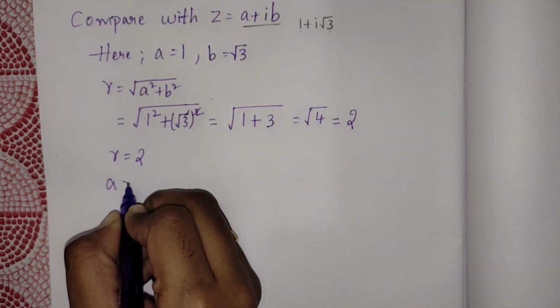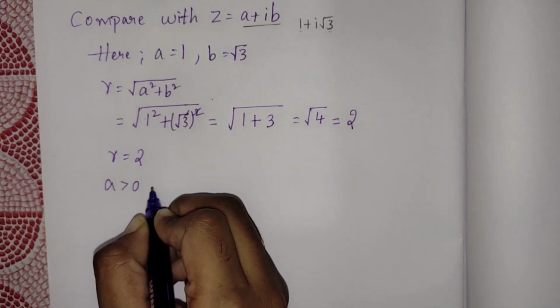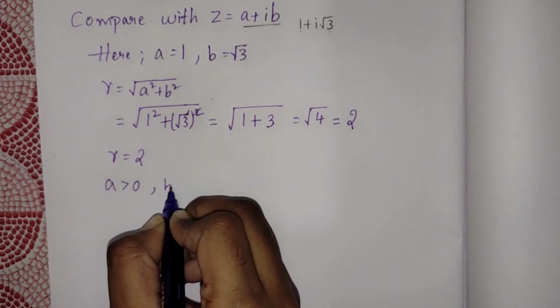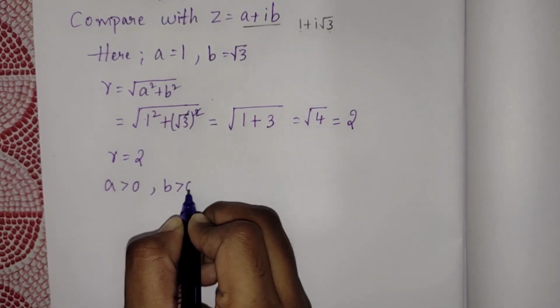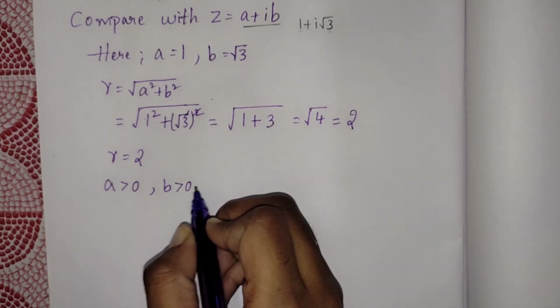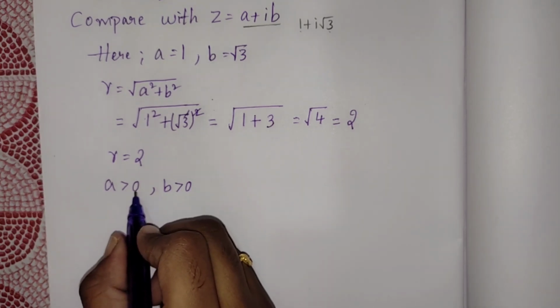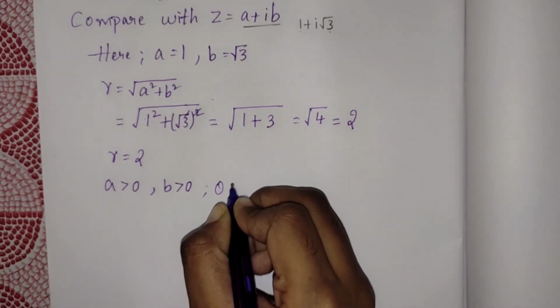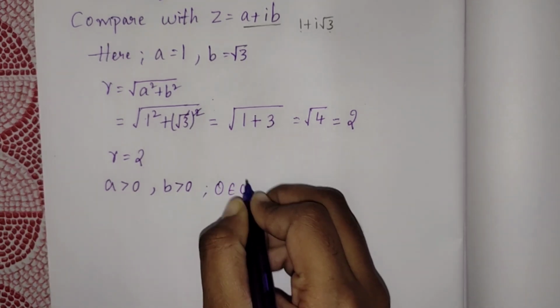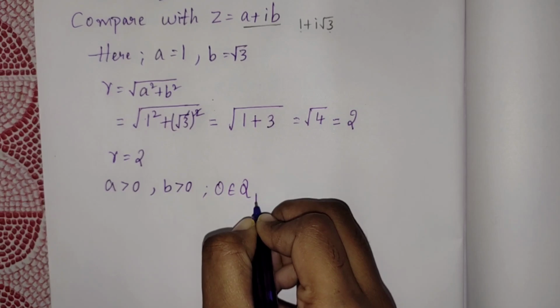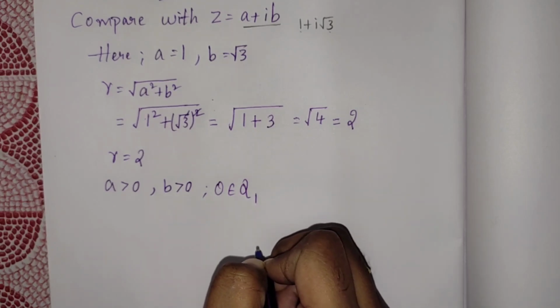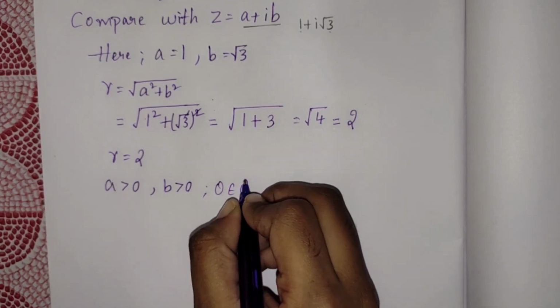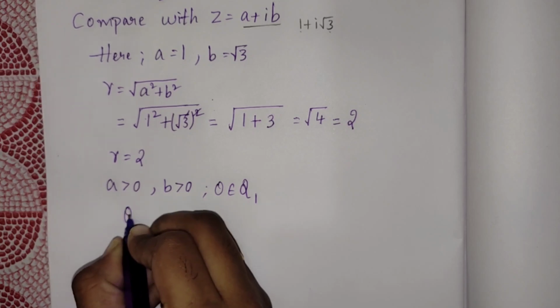A is greater than 0 and B is greater than 0. A, B are positive values, so greater than 0. Theta belongs to quadrant 1. When A, B are positive, then it belongs to quadrant 1. Theta belongs to quadrant 1.